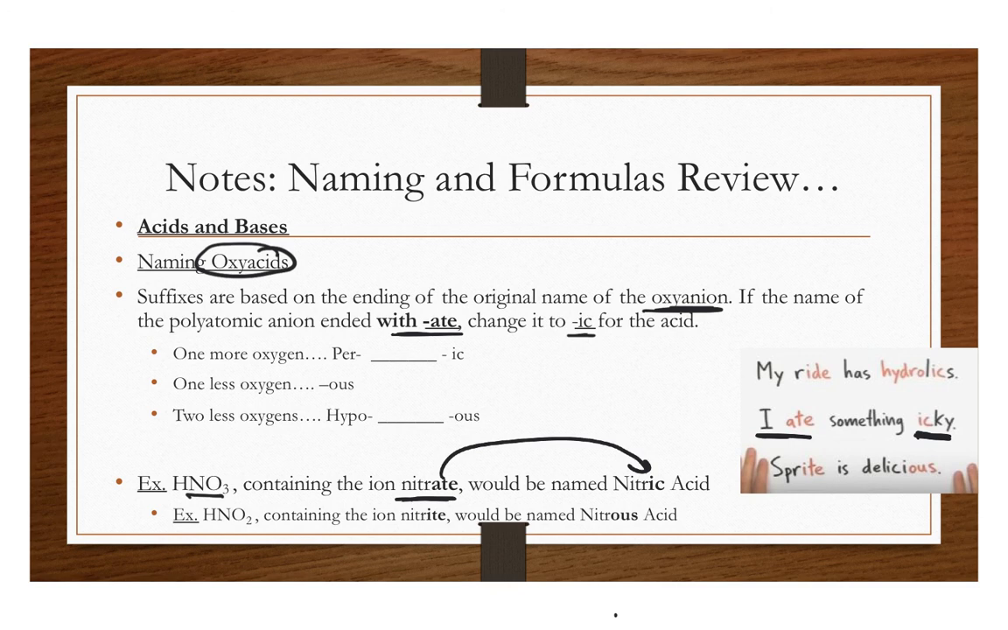If we have one less oxygen than that, that would become nitrite. Ites turn into ous. Sprite is delicious, so that becomes nitrous acid. If I have one more oxygen, we put a per in front of the ic version, so pernitric acid. If we have 2 less oxygens than the ate version, then we put a hypo in front of the ous, so it would become hyponitrous acid.